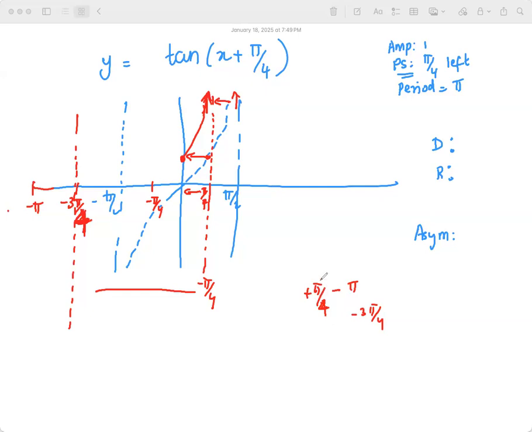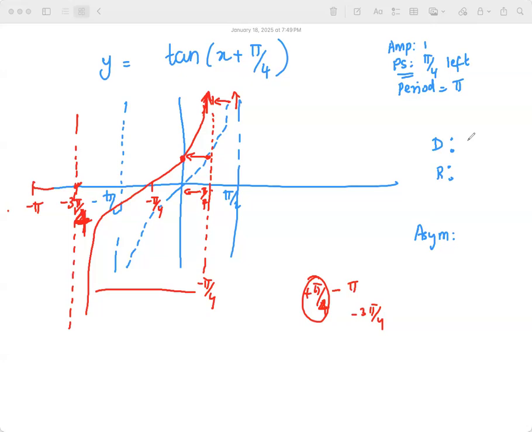Make sense? How I am plotting? Plus pi by 4 is the first asymptote. Then you need to subtract pi so that you know which is your next asymptote. So it is minus 3 pi by 4. So my graph goes where? So between this, it reaches 0 and then goes straight here. Am I making sense? Okay, now please let's write the domain and range.